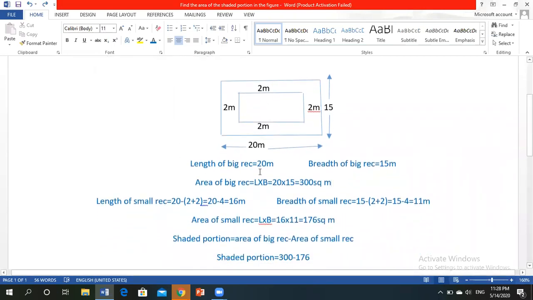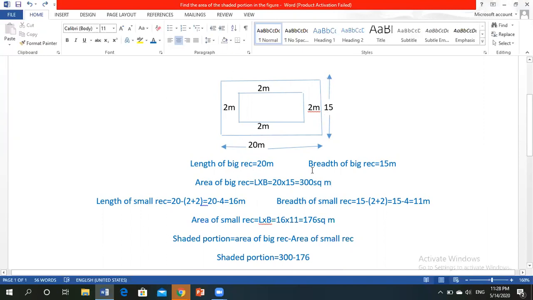We know the length of the big rectangle, that is 20 meters, and we know the breadth of the big rectangle, that is 15 meters. We will find the area of the big rectangle, and that is length multiplied by breadth. 20 times 15 equals 300 square meters. We have found the area of the big rectangle.